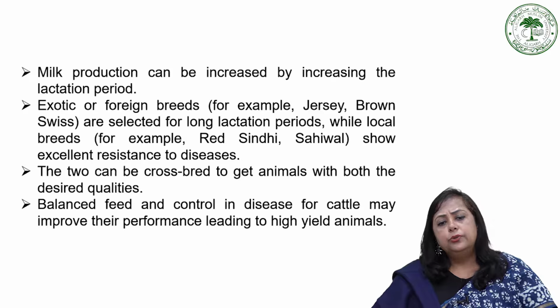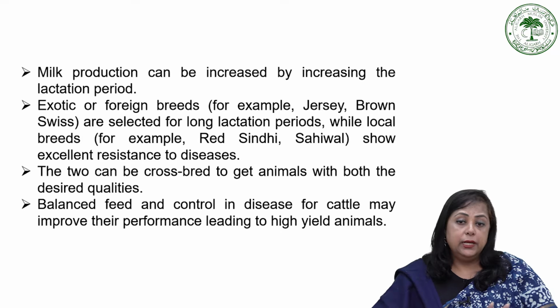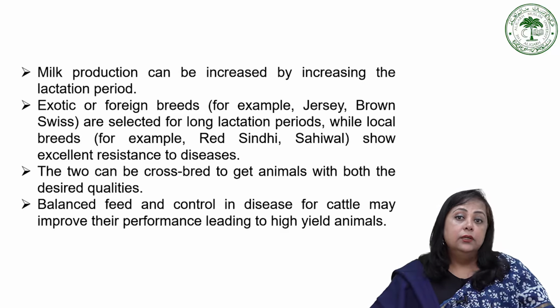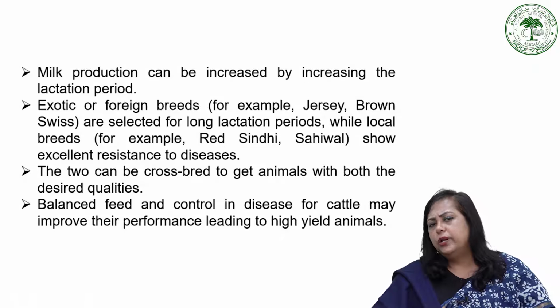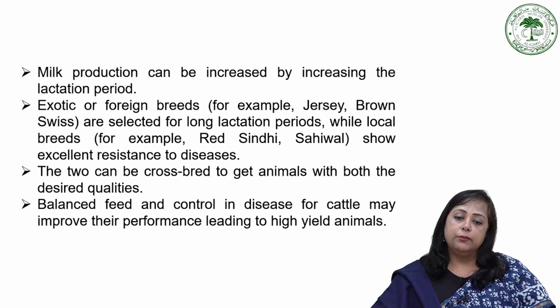Okay. So those cattle which have the long milking period, like Jersey and Brown Swiss, are not as nutritious as the milk from the desi cow. The two can be crossbred to get animals with both the desired qualities. Experiments are going on, and at some places we are successful also. Balanced feed and control of disease for cattle may improve their performance, leading to high yield animals.